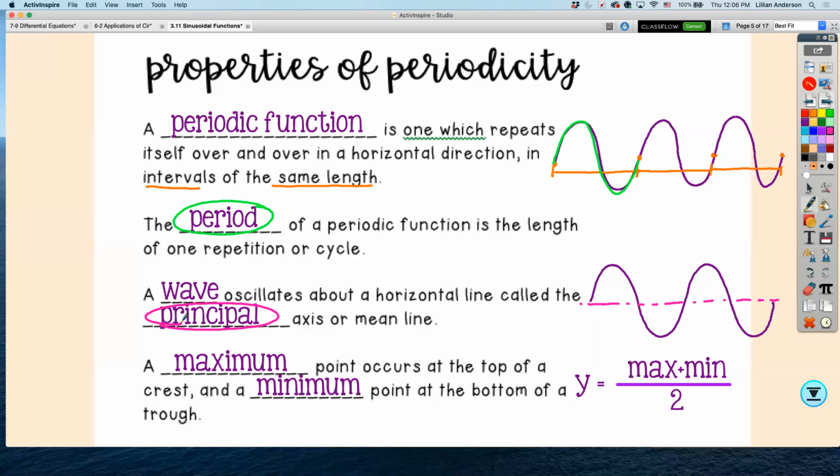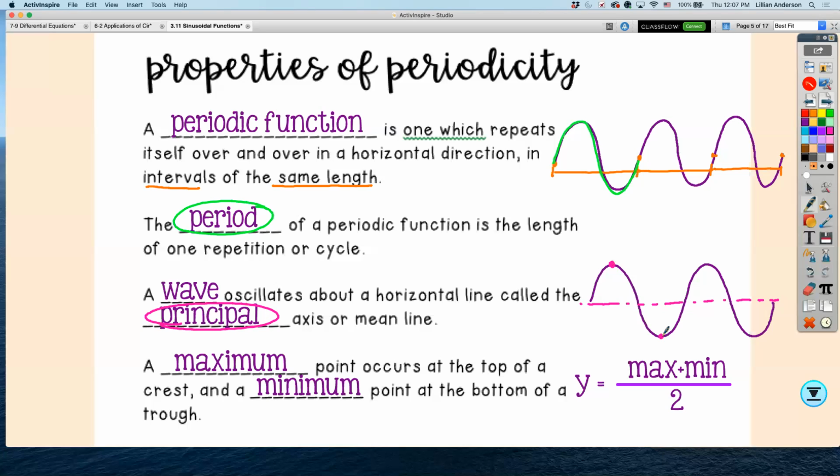And then of course, a maximum point occurs at the top of a crest, and a minimum point is at the bottom. Okay, so maxes and mins, kind of just like with quadratics. If it opens down, we have a maximum. If it opens up, we have a minimum. Same concept applies here. However, with these functions we're going to deal with, they're actually going to have multiple maximums and multiple minimums.